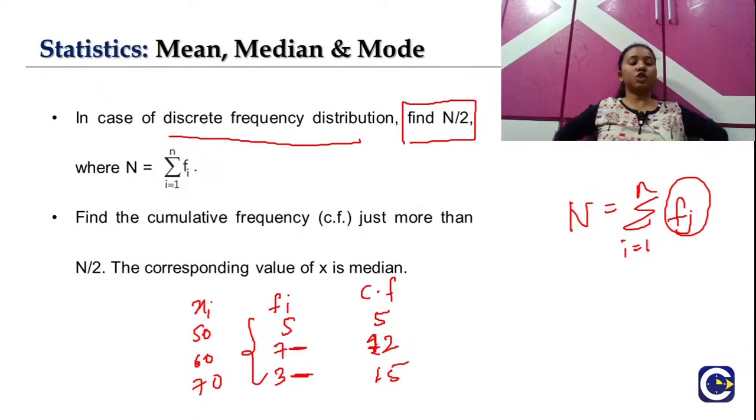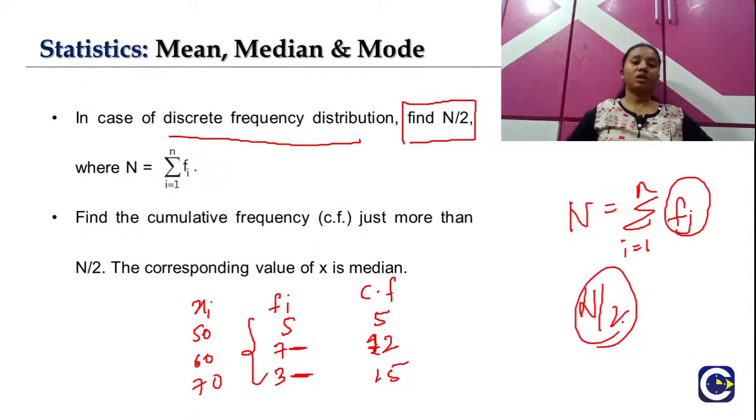So after finding the cumulative frequency, in this case we have to determine this n by 2. Right. And we have to check the cumulative frequency. So we have to check the cumulative frequency just more than this n by 2. And that corresponding x value is the median.